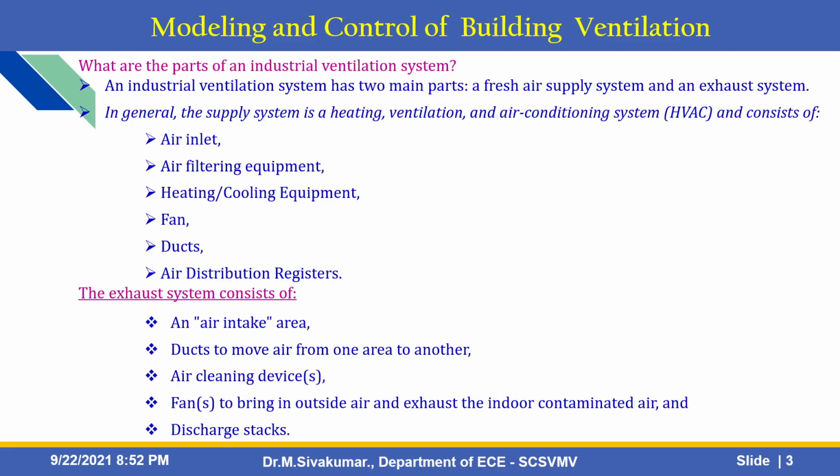What are the main parts of an industrial ventilation system? Normally an industrial ventilation system has two main parts. The first is a fresh air supply system and the second is an exhaust system. In general, the supply system is a heating, ventilation, and air conditioning system, simply called HVAC, and consists of an air inlet, air filtering equipment, heating and cooling equipment, fans, ducts, and air distribution registers. The exhaust system consists of an air intake area, ducts to move air from one area to another, air cleaning devices, fans to bring in outside air and exhaust the indoor contaminated air, and discharge stacks.